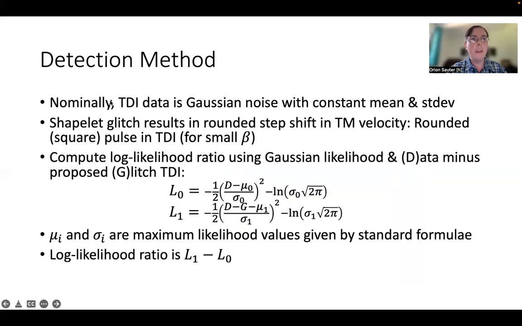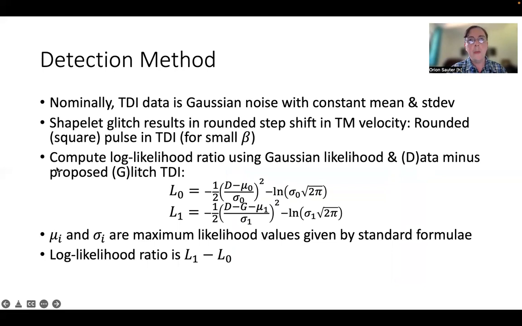Now, how are we going to detect these glitches? Nominally, the TDI data is just Gaussian noise with constant mean and standard deviation. But as I just showed, the shapelet glitch results in a rounded step shift in the test mass velocity, which is a rounded square or a rounded pulse in TDI. For small betas, this gets turned into a square pulse as it hits a limiting factor.